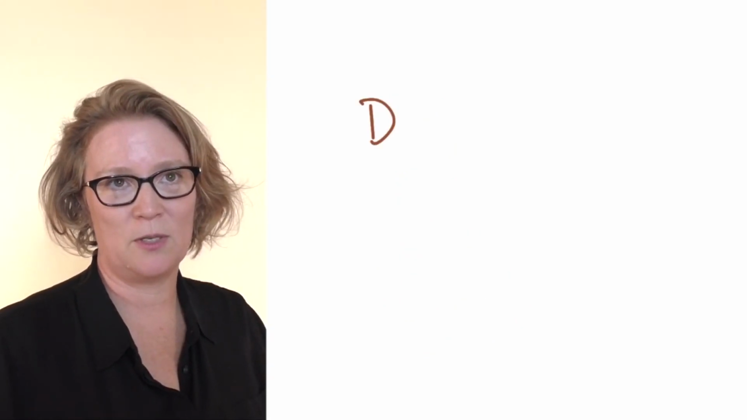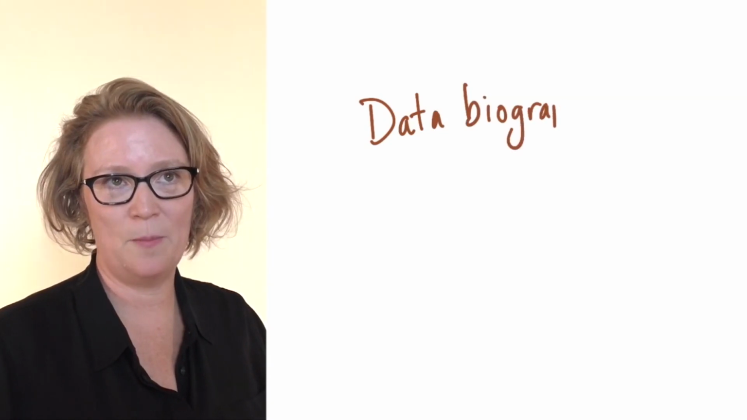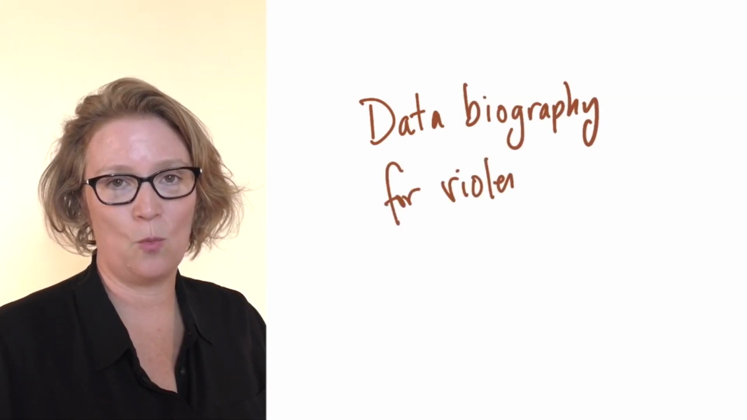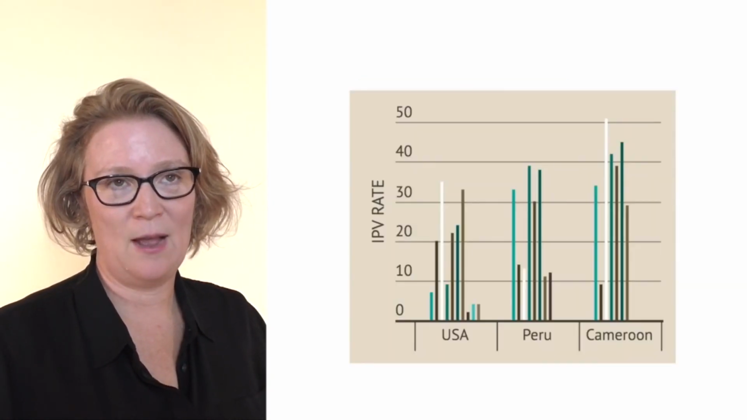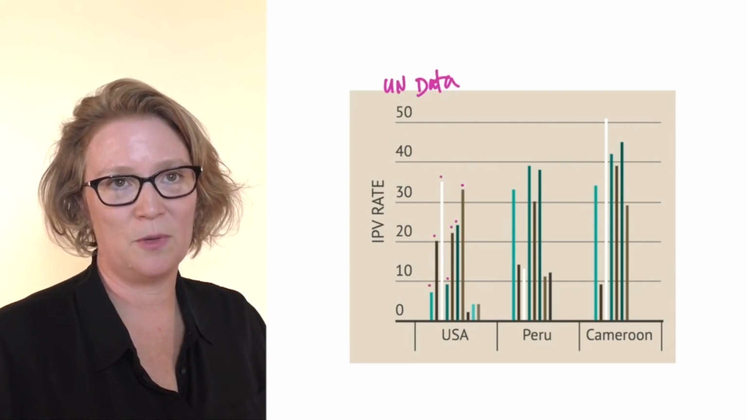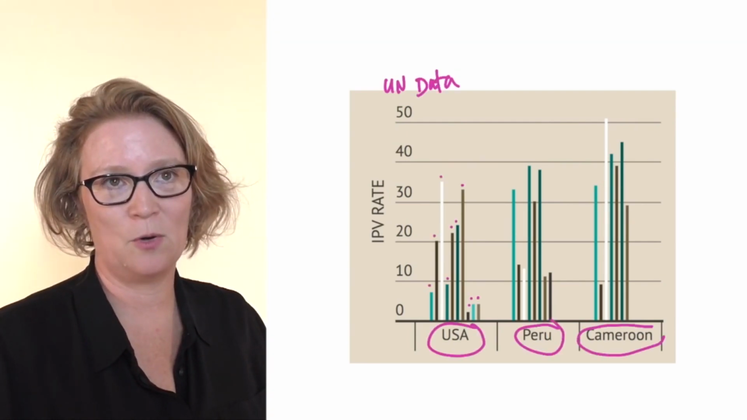I'm going to use an example from a real-world data story that I worked on with the topic of violence against women, because that's an area that I work on quite a bit. Let's look at a graph of the rate of violence against women. This graph is astonishing because it shows how United Nations data can show a completely different rate of intimate partner violence in the same country.